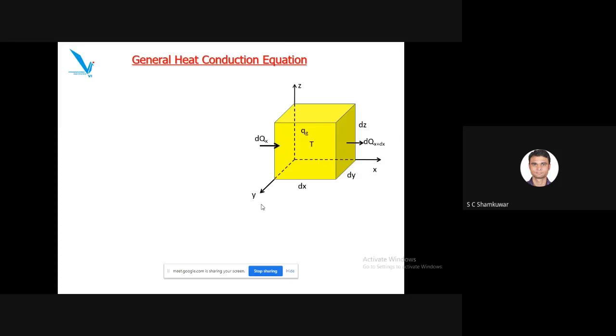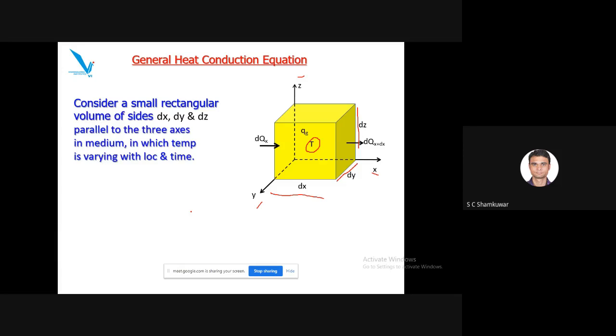Yeah. So again, I am repeating. For deriving the general heat conduction equation, we are considering one rectangle. In this rectangle, suppose the length is dx, the width is dy, and the height is dz. These three sides are parallel to the respective axes, that is x, y, and z. After this, what is T? T is the temperature at the center of the rectangle.